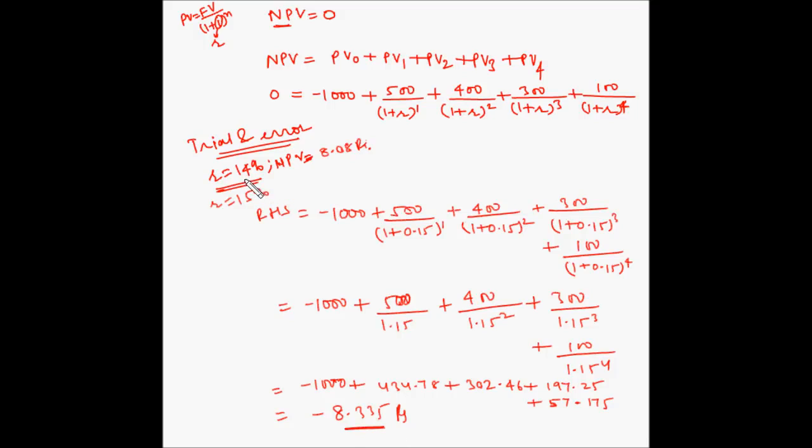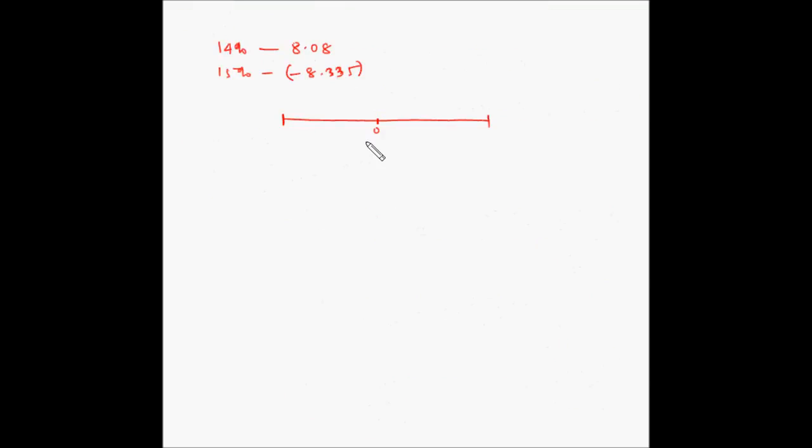So at the rate of return of 14%, NPV is 8.08 rupees, while at the rate of return of 15%, the NPV comes out to be minus 8.335 rupees. So NPV will be 0 somewhere in between 14 and 15%. So let's find that out.